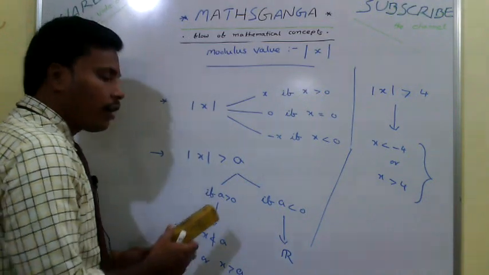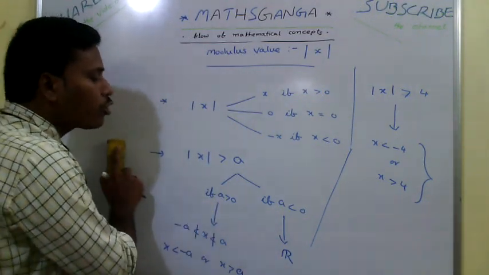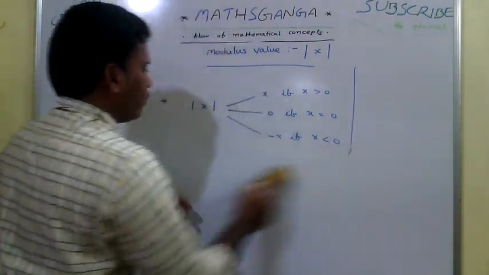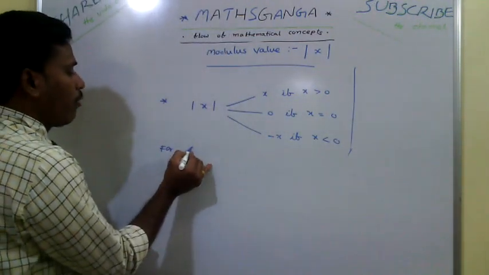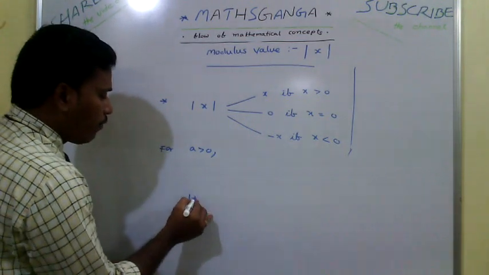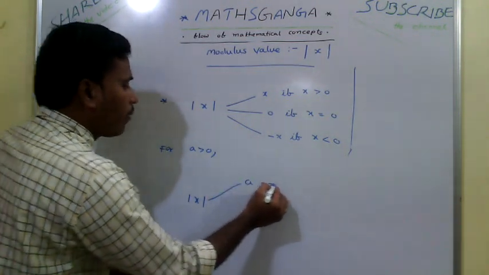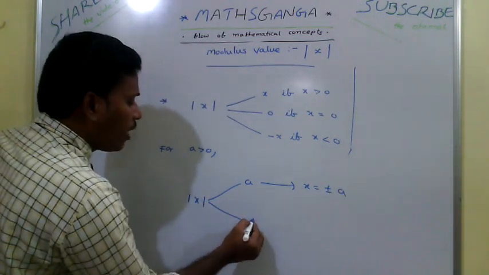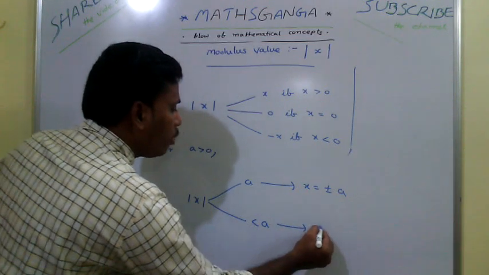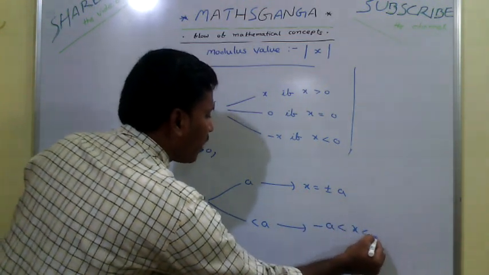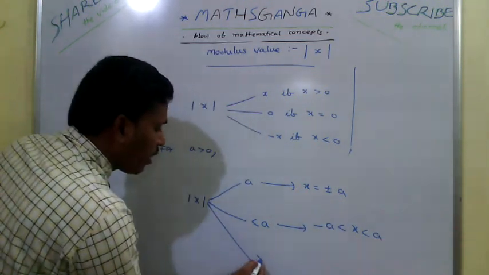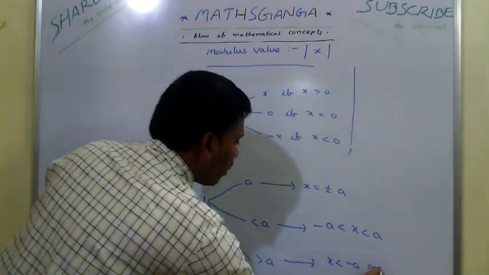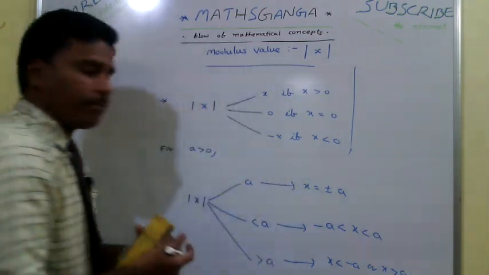So finally, what we conclude is, for a greater than 0, if mod x is equal to a, the values of x are plus or minus a. If mod x is less than a, the values of x are minus a less than x less than a. If mod x is greater than a, the values of x are less than minus a or x greater than a.